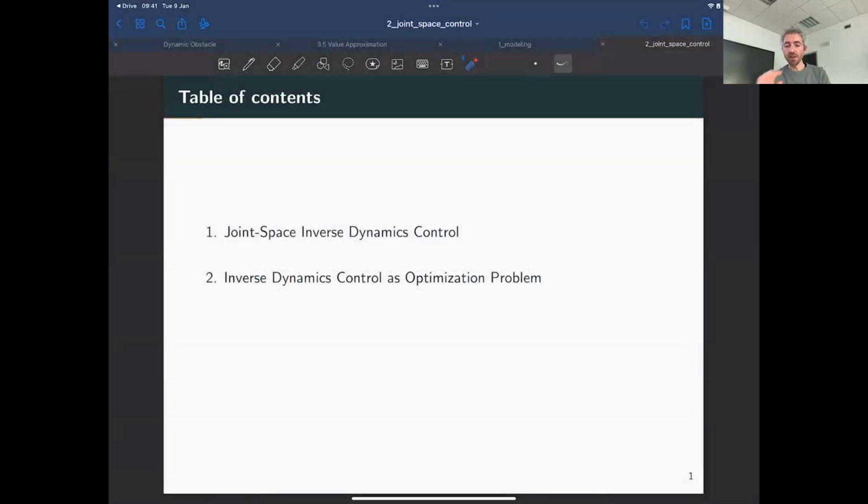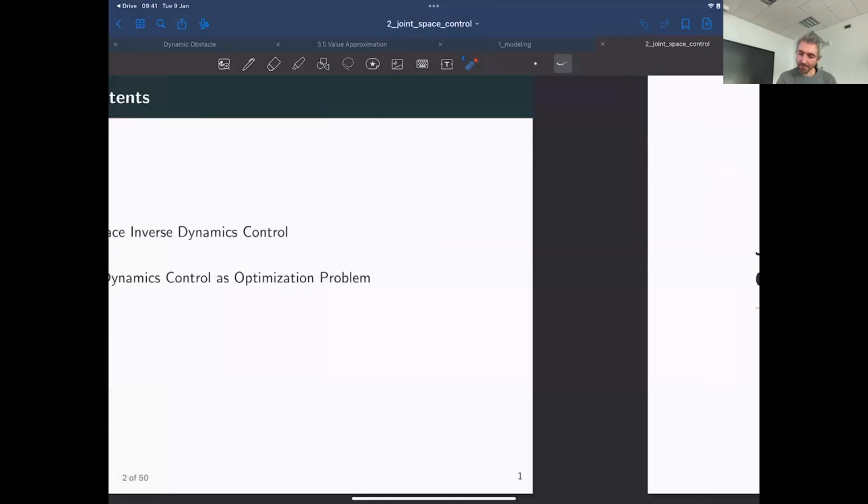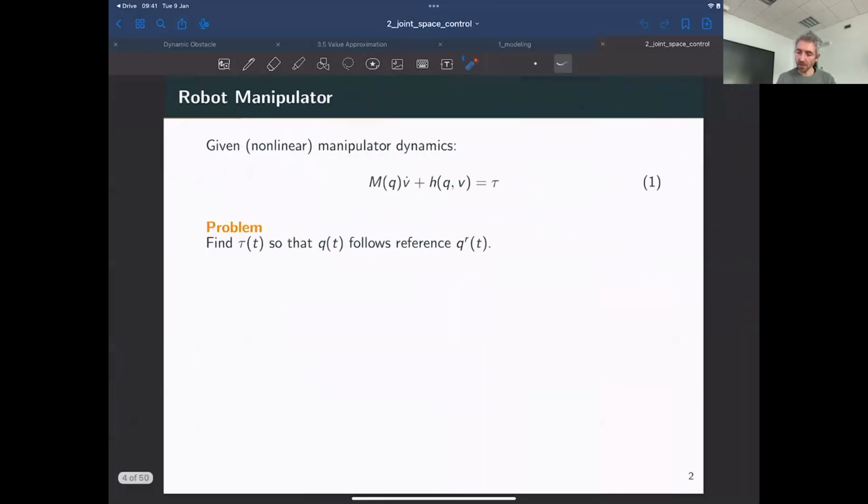Okay, so enough with the modeling. Let's start talking about doing control. And let's start with the simplest form of control, which is in joint space. So let's assume we are given a robot manipulator, which has this dynamics. We assume that the robot is not making contact with the environment, so the dynamics is in its simplest form.